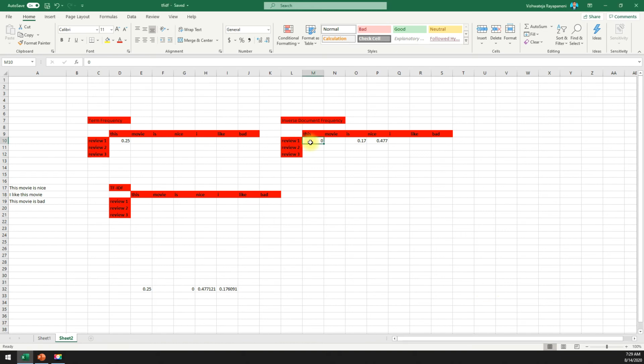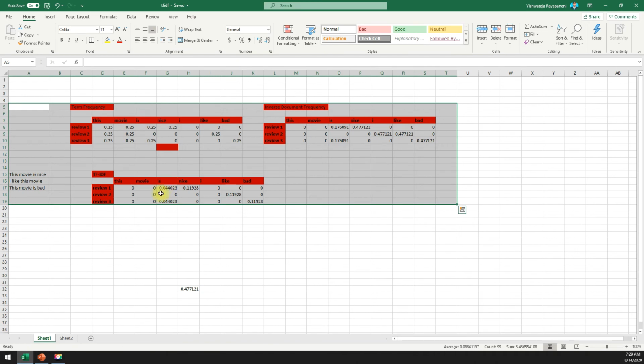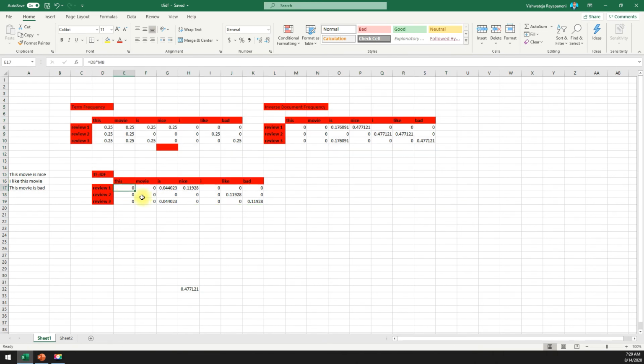So now if you see the final calculation of TF and IDF, for the value this, it is just 0, and the value is 0.04, because we have to multiply TF, which is 0.25 here, and is in the review 1 is 0.17. When you multiply, it will be 0.04. When you see nice, like and bad, the values are high compared to any other word because those words are very unique, very rarely occurring across the documents.